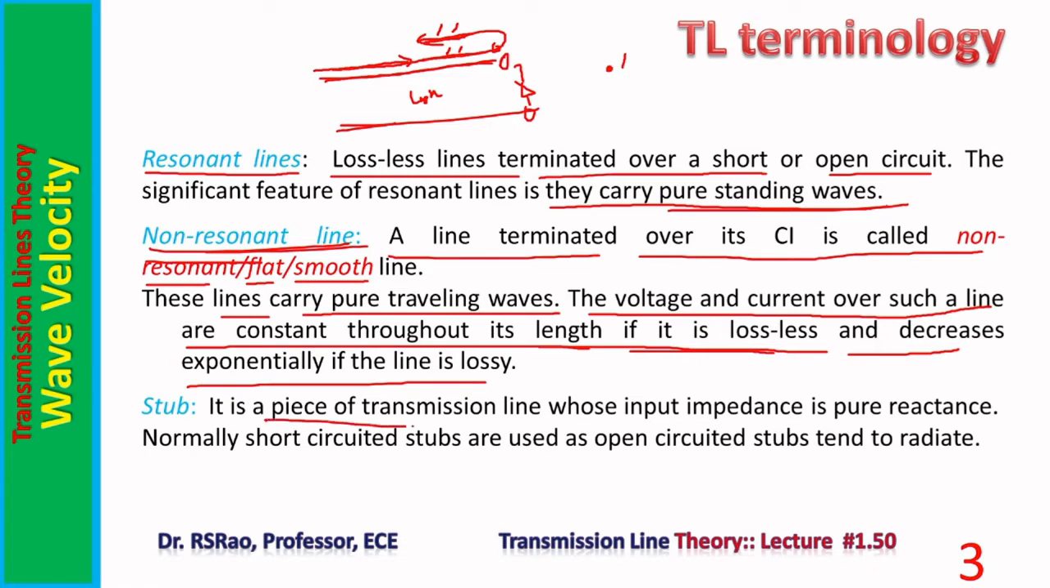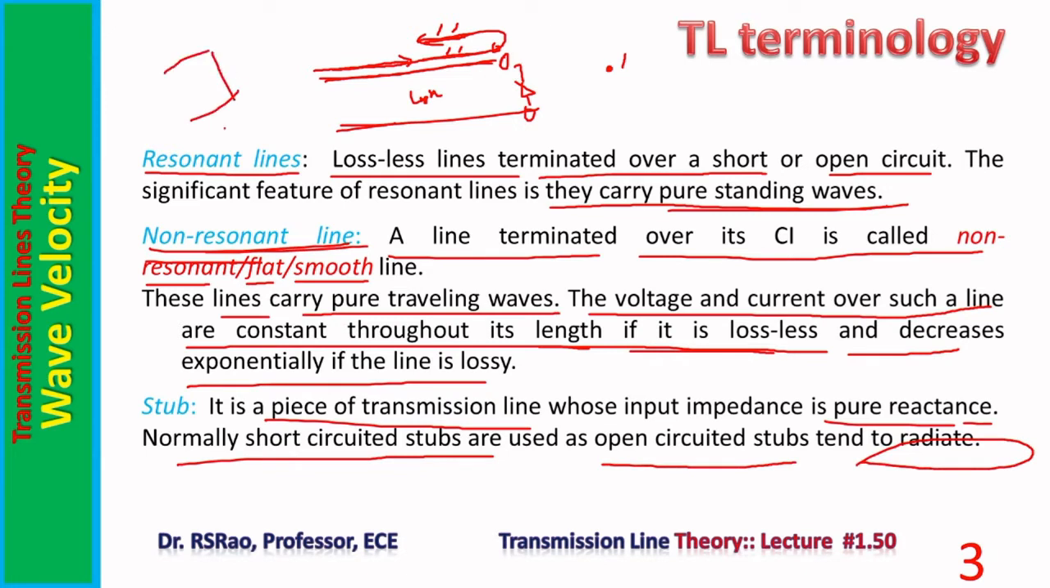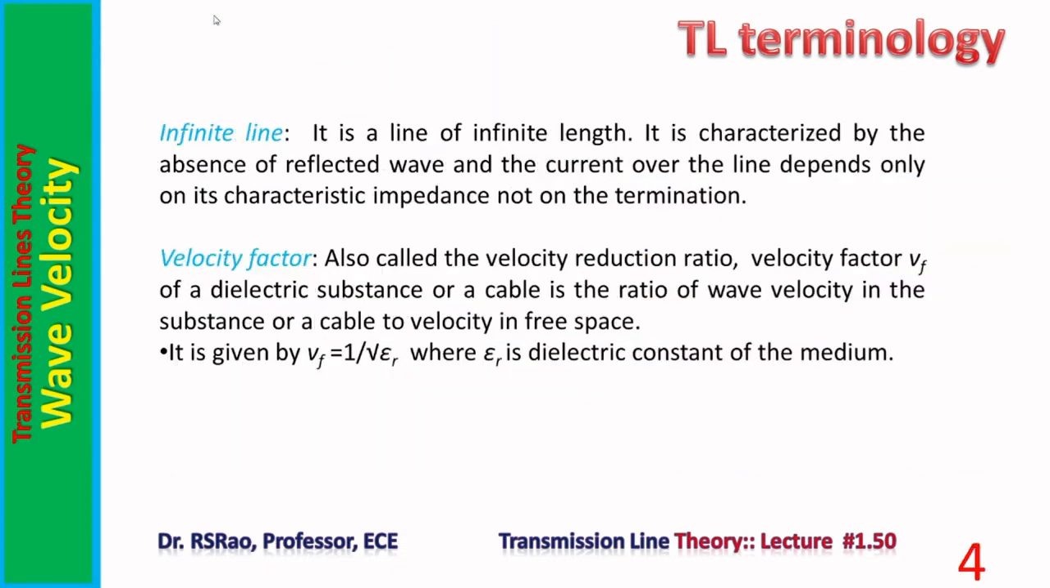Stub. What is a stub? It's a piece of transmission line whose input impedance is pure reactance. Normally, short-circuited stubs are used because open-circuited stubs tend to radiate. This is a short-circuited stub. This is an open-circuited stub. If you use an open-circuited stub, this open circuit tends to radiate. When radiation is there, it is no more a perfect open circuit.